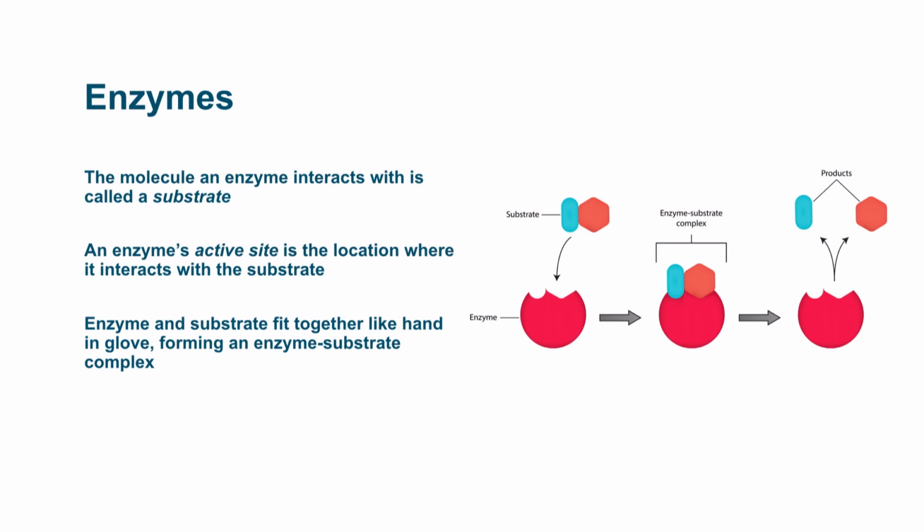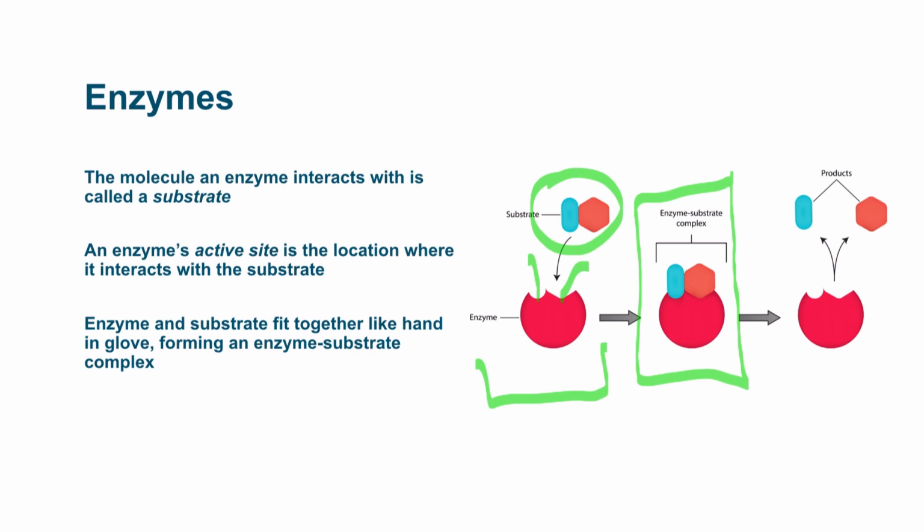So the molecule that an enzyme interacts with is called a substrate. And so in this picture here, what I've circled is the substrate, and this here is the enzyme. Now an enzyme's active site, which is here, is the location where it interacts with the substrate. Now the enzyme and the substrate fit together in what we call the enzyme-substrate complex.